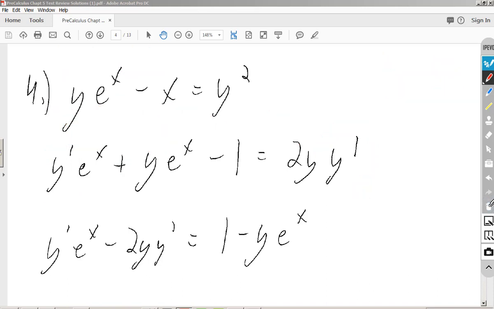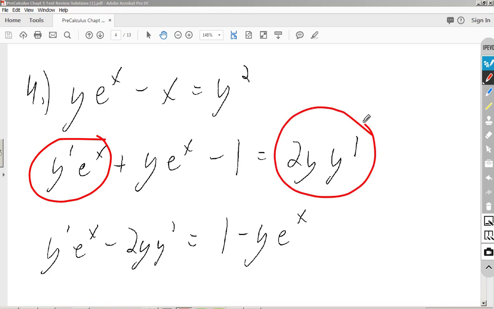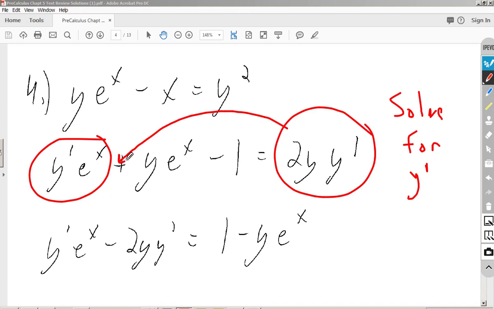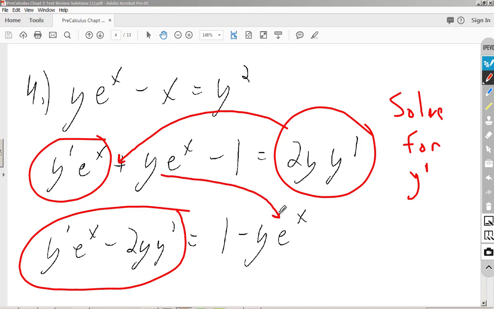Now that I've done that, I need to get the y primes next to each other so I can factor it. So you'll notice I'm going to have to solve for y prime. So solving for y prime, first thing I do is I'm going to move this next to y prime e to the x. So when I do that, I get y prime e to the x minus 2y prime. I'm going to go ahead and move this over to the other side, so that becomes a minus y e to the x, and this minus 1 becomes a plus 1.